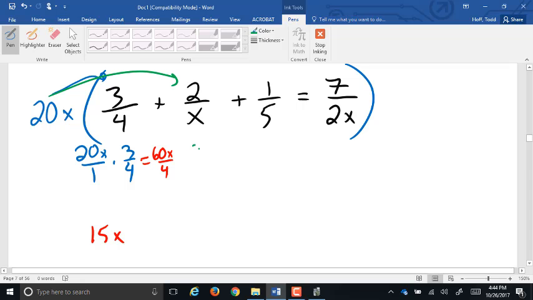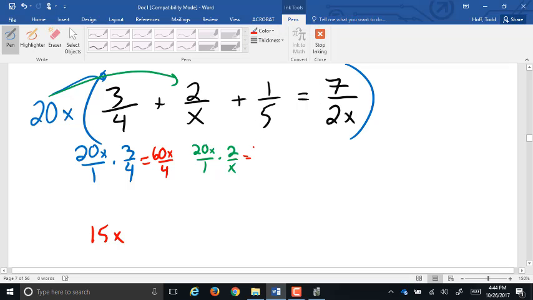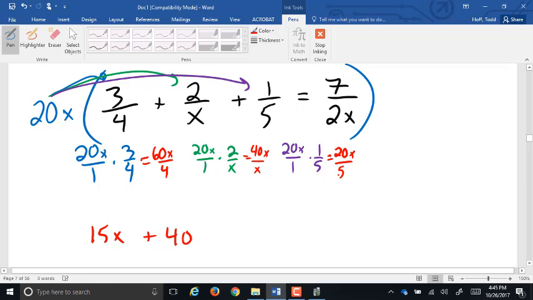20x times 2 over x. 20x over 1 times 2 over x. 20x times 2 is 40x. 1 times x is x. 40x divided by x is just 40. 20x times 1/5. 20x over 1 times 1 over 5. 20x times 1 is just 20x. 1 times 5 is 5. 20x divided by 5 is just 4x.